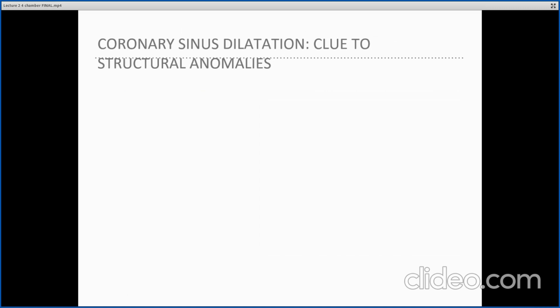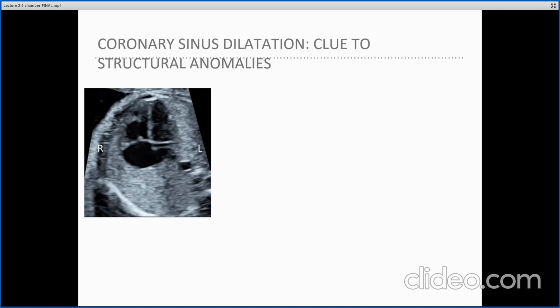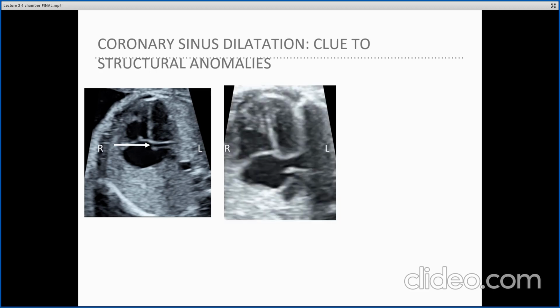Now let us look at the coronary sinus. So this may give a clue to other structural anomalies. So this is a normal coronary sinus, and typically it is seen just above the left AV valve. Here the arrow is pointing towards the coronary sinus. It's a very small structure normally. The coronary sinus is imaged by a posterior tilt from the four-chamber view towards the abdominal situs. Now in this case, we can see that the coronary sinus is quite considerably dilated.